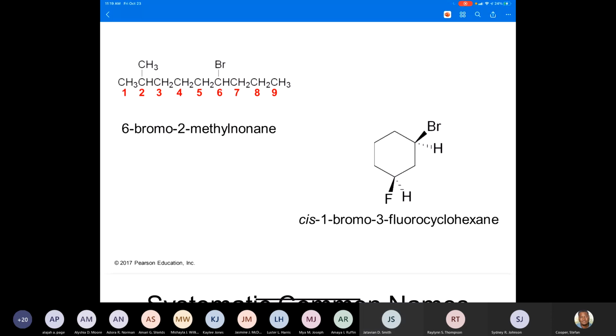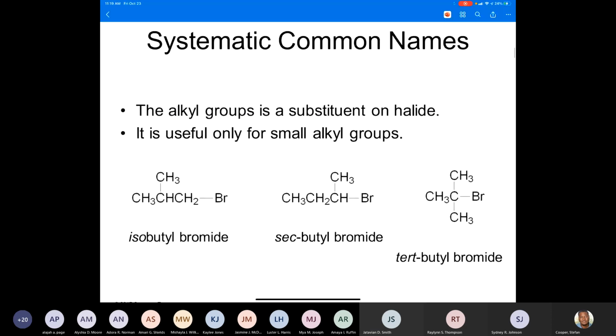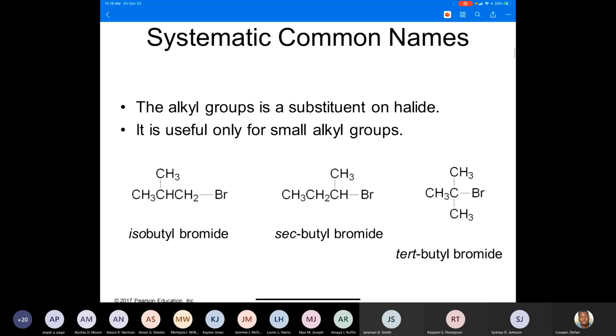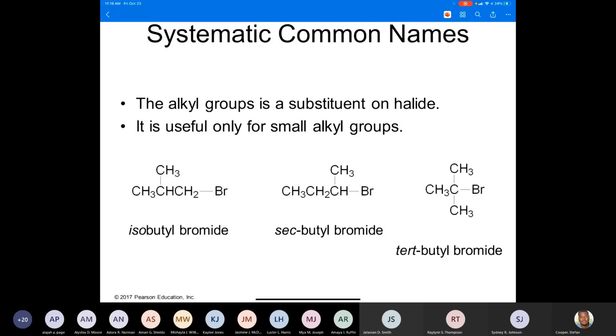All right, I think these are straightforward. I think you guys are comfortable with this. There's not too many tricks here. We've already been naming things that had halogens, so I'm hoping that everyone is comfortable with this. All right, let's talk about some common names, because they're going to come up, unfortunately, in this class. We don't have to necessarily name alkyl halides by identifying the parent chain and numbering the chain, dealing with substituents and all that. Sometimes we just get very lazy and just name things by the alkyl group, right?